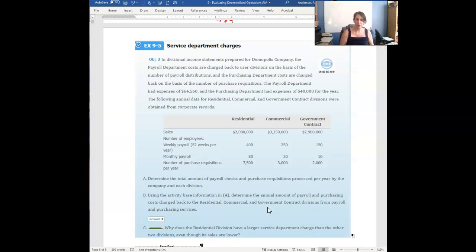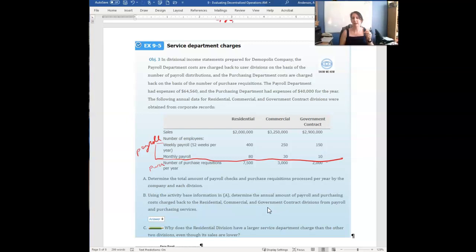This is one you're going to have for homework. The idea is you're doing the same thing, with shared service department charges. But I want you to realize you're splitting two things. You're doing purchase requisition, which is a shared purchasing department, and you're doing payroll. This is the data for the payroll, and this is the data for the purchasing department. They're telling you how many purchase requisitions went through residential, how many went through commercial, and how many went through government.